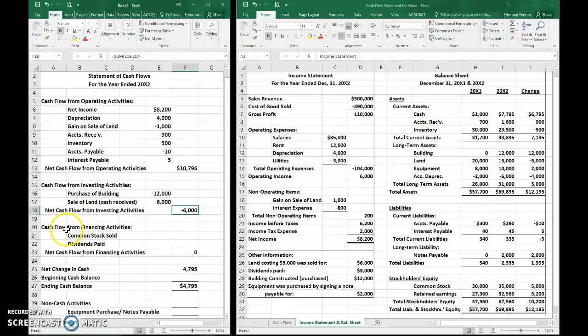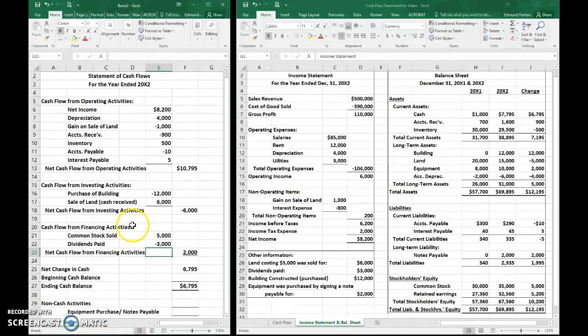The next section is cash flow from financing activities. This will be where we are collecting cash from selling stock, borrowing long-term debt, we're receiving cash, and several other sources, and also cash going out the door, for example, paying dividends. So look over in the balance sheet. We sold some additional common stock, $5,000. That's cash that came in the door, so positive $5,000. And then we paid dividends during the year, $3,000. That's cash going out, so negative $3,000.